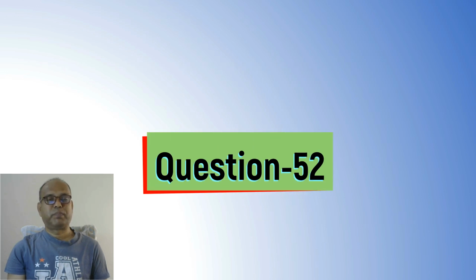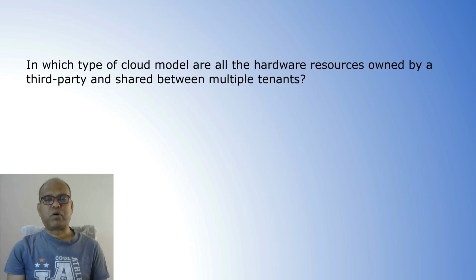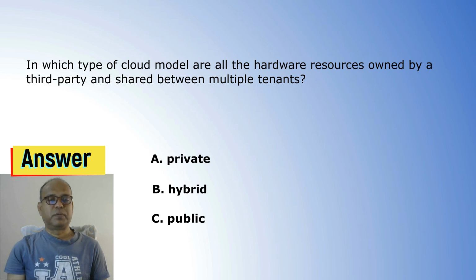Next question. Question number 52. In which type of cloud model are all the hardware resources owned by a third party and shared between multiple tenants? Option A, private. Option B, hybrid. Option C, public. Answer. Here, option C is the correct answer. Microsoft Azure, Amazon Web Services and Google Cloud are three examples of public cloud service providers. Microsoft, Amazon and Google own the hardware. The tenants are the customers who use the public cloud services.